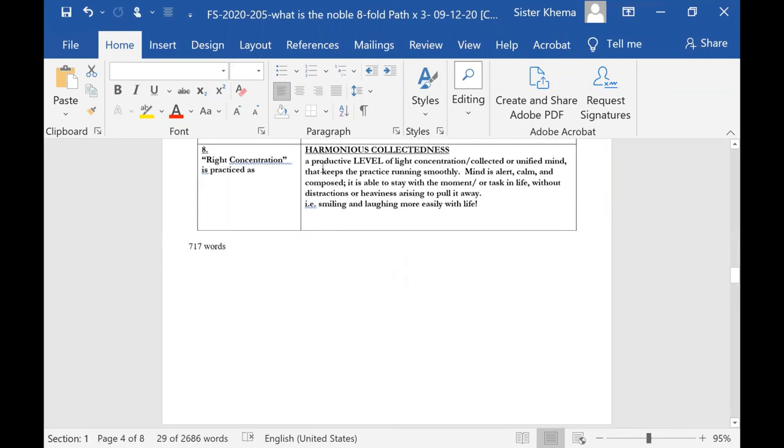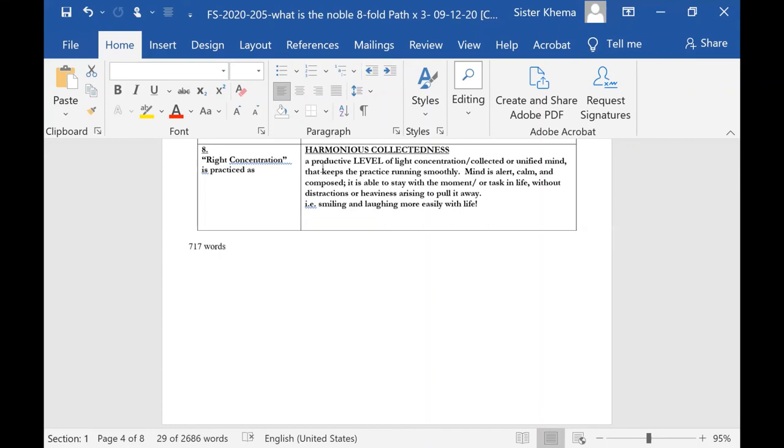Right concentration is the last one, and we say it is completed by practicing harmonious collectedness. And thus, when we teach you, we must remind you, when you hear us say unified mind, it doesn't mean this kind of unified mind that is a hardcore absorption type thing that you want to get like that. No. Harmonious collectedness is a unified mind. It means a productive level of concentration. That's what it means. Not more, not less.